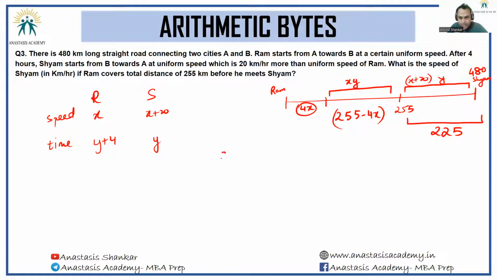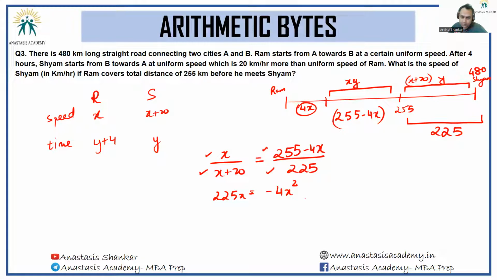I have basically x by x plus 20 should be equal to 255 minus 4x by 225. This is what I should get. The ratio of speed should be identical to the ratio of distances covered by them within the same amount of time. Okay. So let us make an equation out of it. We get 225x is equal to minus 4x square minus 80x plus 255 minus 80 plus 255.